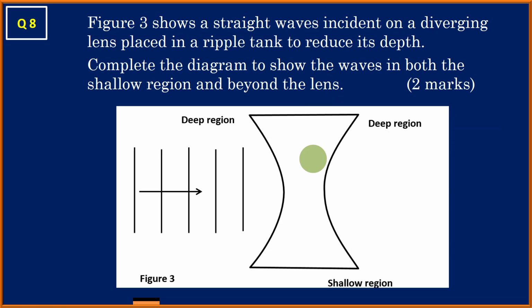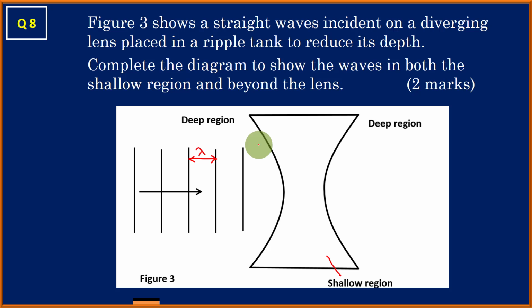Question number 8. Figure 3 shows straight waves incident on a diverging lens placed in a ripple tank to reduce its depth. Complete the diagram to show the waves in both the shallow region and beyond the lens. So this is of course the deep part of the medium, and then this is the shallow. I forgot to name this. This is the shallow. Okay, now this is the wavelength, this distance here. It is the wavelength.